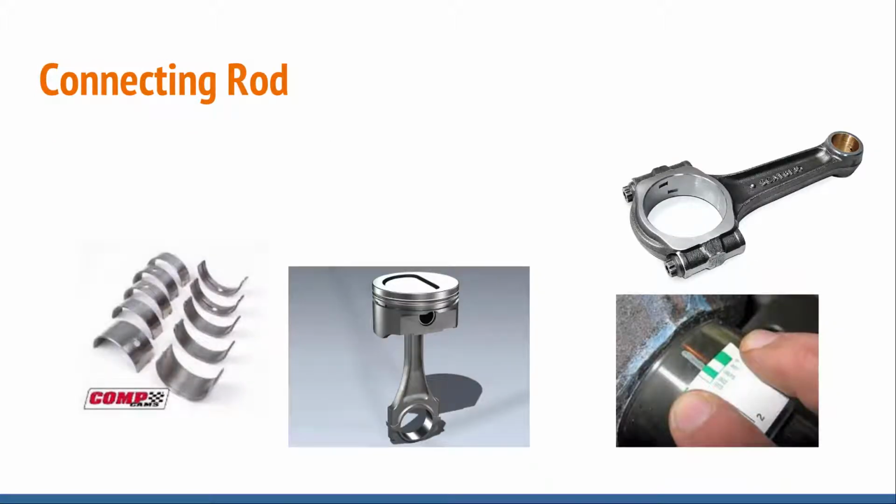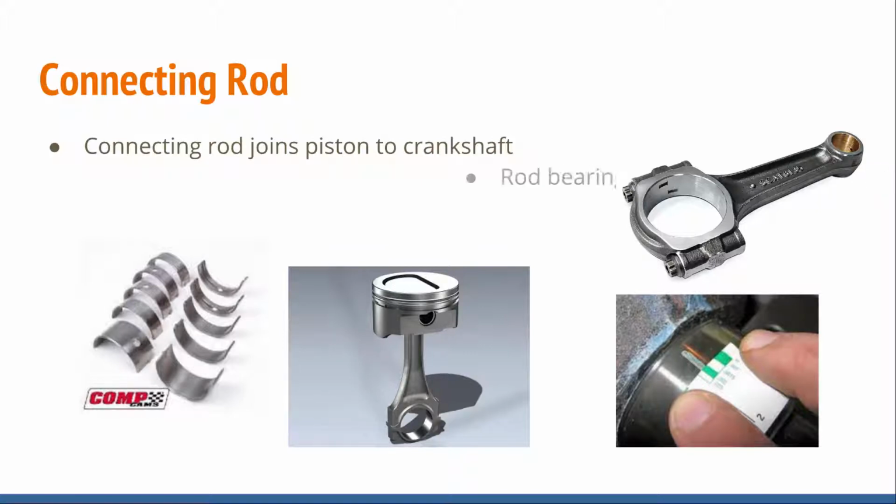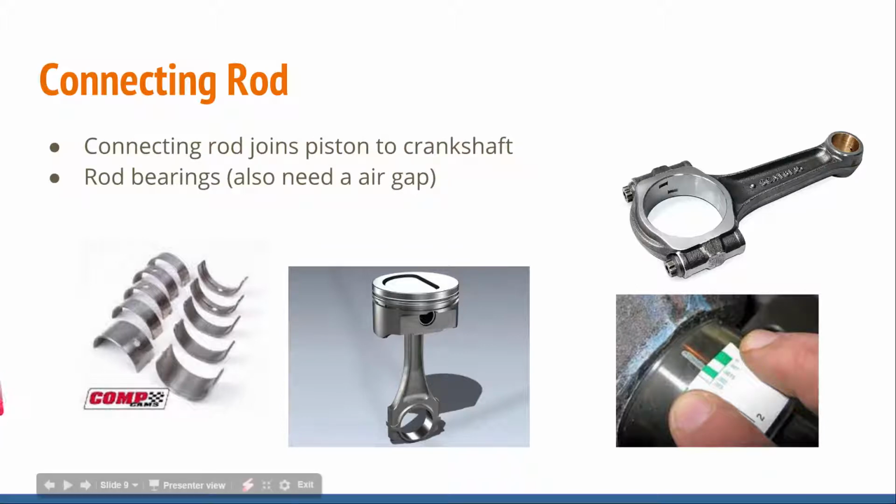Connecting rods. So connecting rods join the piston to the crankshaft. We talked about the crankshaft, we talked about the piston. The connecting rods are what connects the two things together. Rod bearings. That's going to be these things on the far left here. That's your connecting rod bearings. And that's going to be where the connecting rod bolts or attaches to the crankshaft.